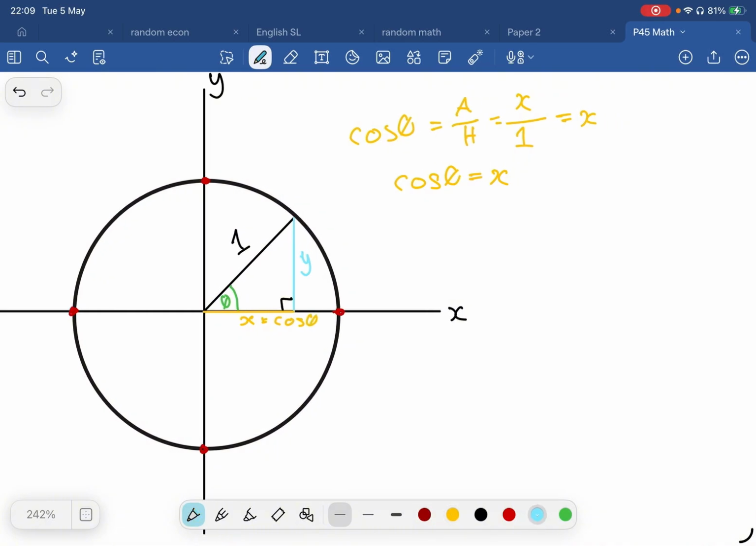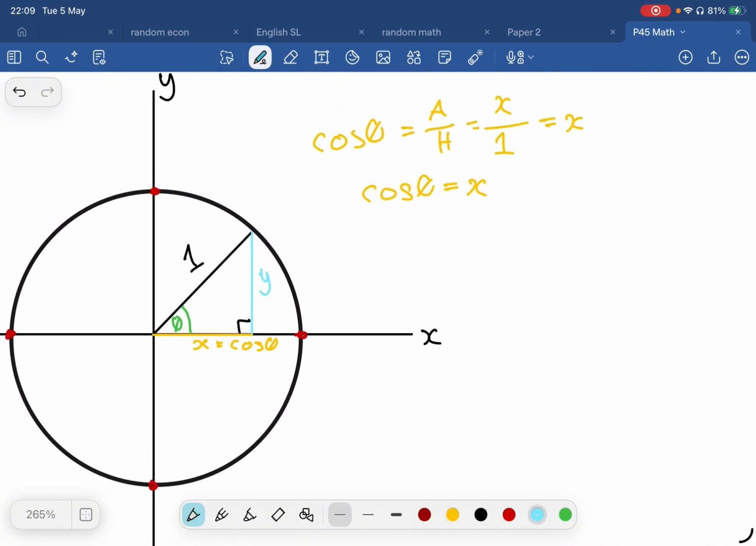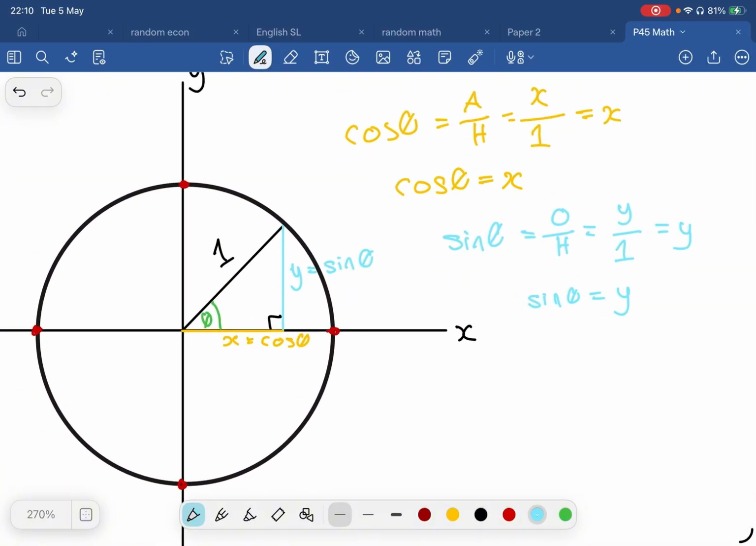Okay, so that's pretty simple. What about y? Well, y is opposite theta, and we know the sine of any angle is the opposite over hypotenuse. So the opposite will be y, and the hypotenuse is 1, which again equals y. So sine of theta equals y. So now we have x and y in terms of theta.